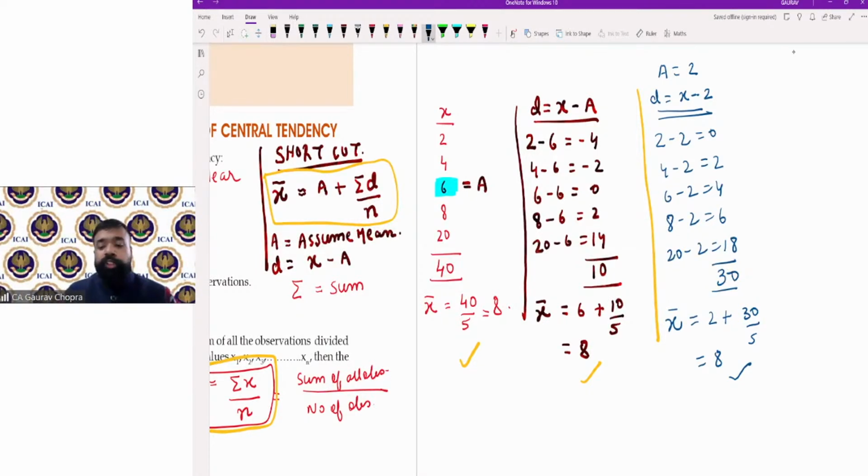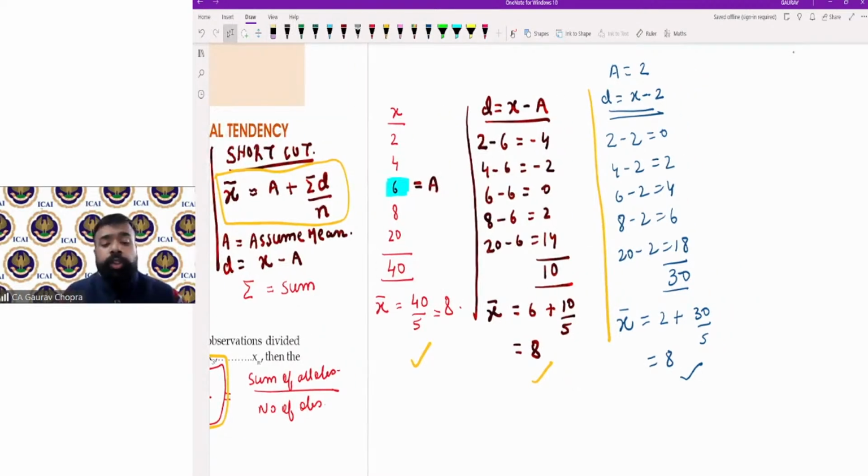Now, one more situation. If you have taken assume mean any number which is not lying in the series, ऐसा नंबर आपने assume किया जो इस सीरीज में नहीं है, क्या तब भी आंसर सेम रहेगा? Let's say 10. 10 is not in this series. तो क्या आंसर सेम रहेगा या नहीं? What you say? So Namanpreet says it will change. Nishi says different, and some says that it will be same.